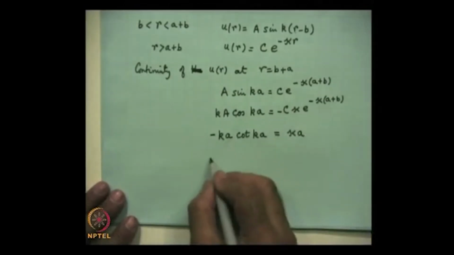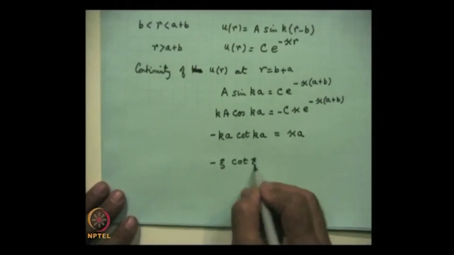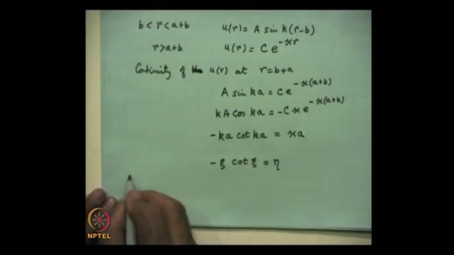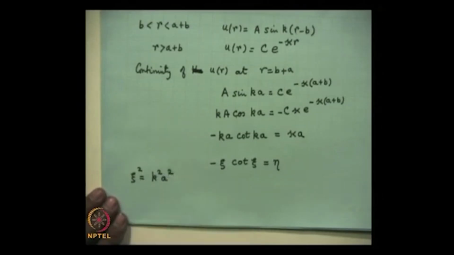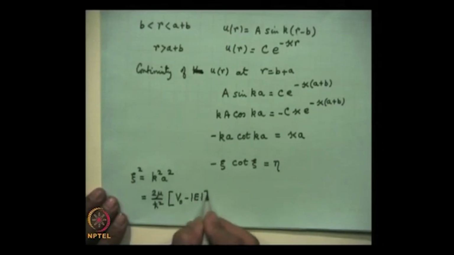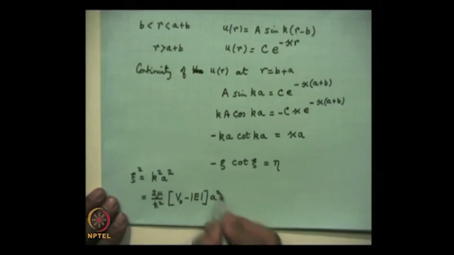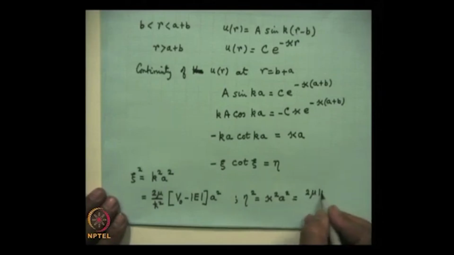This is an equation which is similar to what we had encountered earlier. So, minus xi cot xi is equal to eta, where xi square is equal to k square a square, and this is equal to 2 mu by h cross square times (V0 minus mod E) multiplied by a square, and eta square is equal to kappa square a square, and that is equal to 2 mu mod E a square by h cross square.